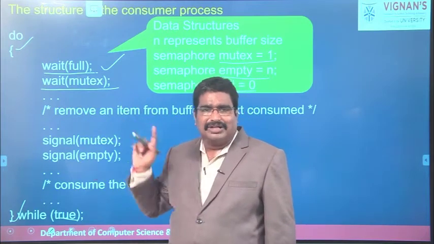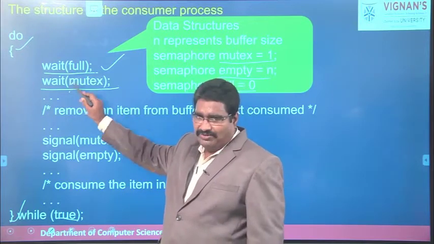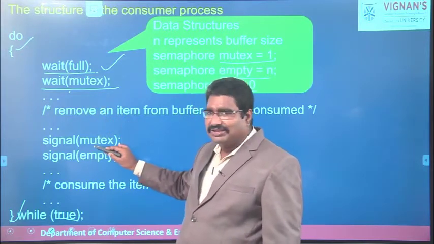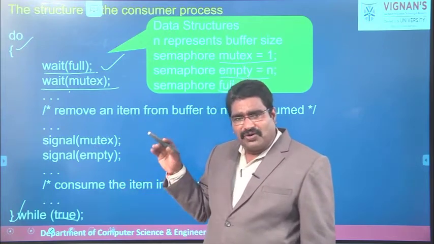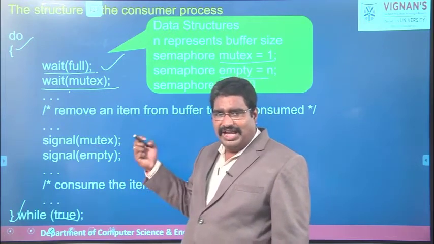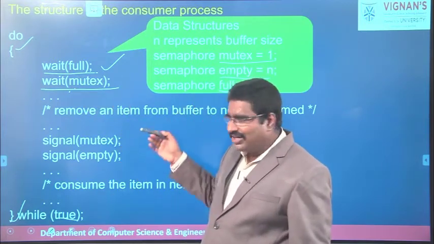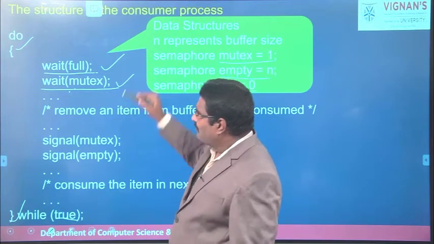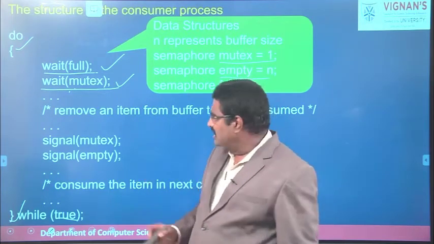Similarly, in the previous algorithm, in the producer process, before placing the item, they use the wait mutex. After placing the item, they give the signal mutex. Similarly, in the consumer process also, before allowing the consumer to take the item from the buffer, we give the wait mutex. Once the wait mutex is completed, if the mutex is 1, it is set to 0, and comes out of the wait function.